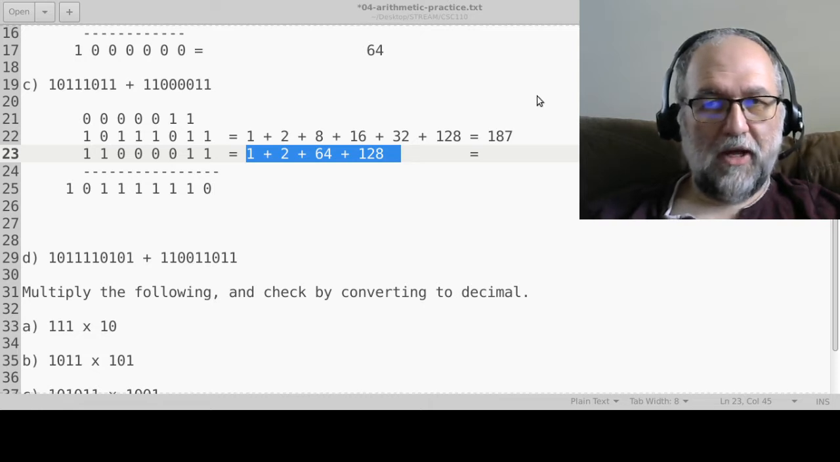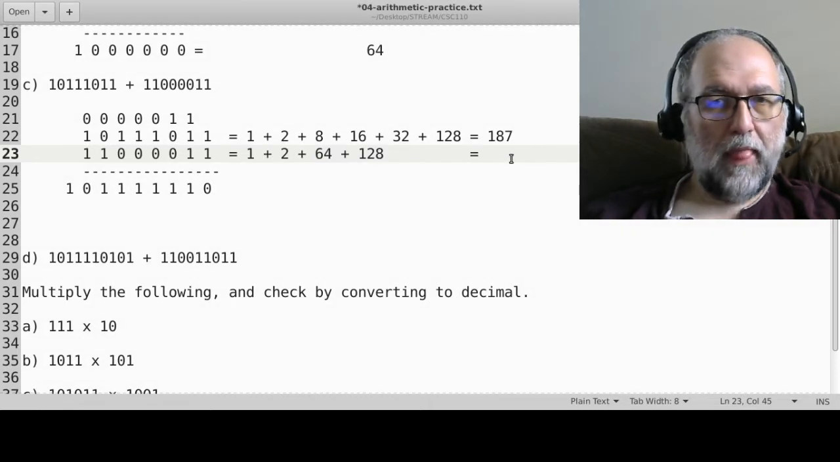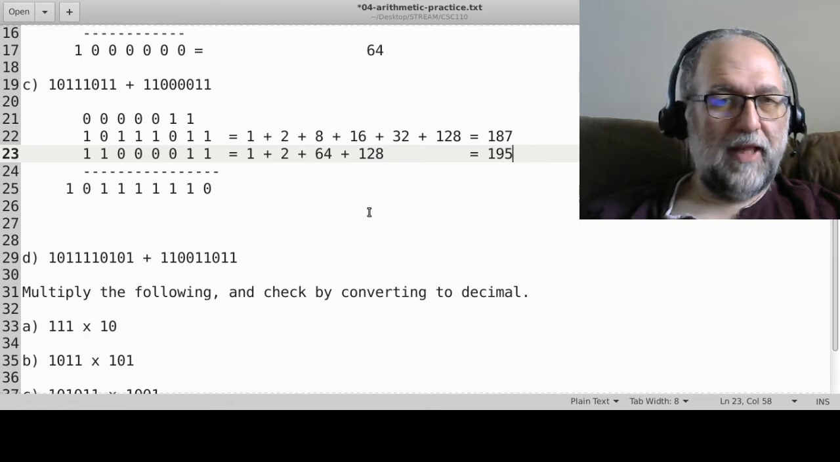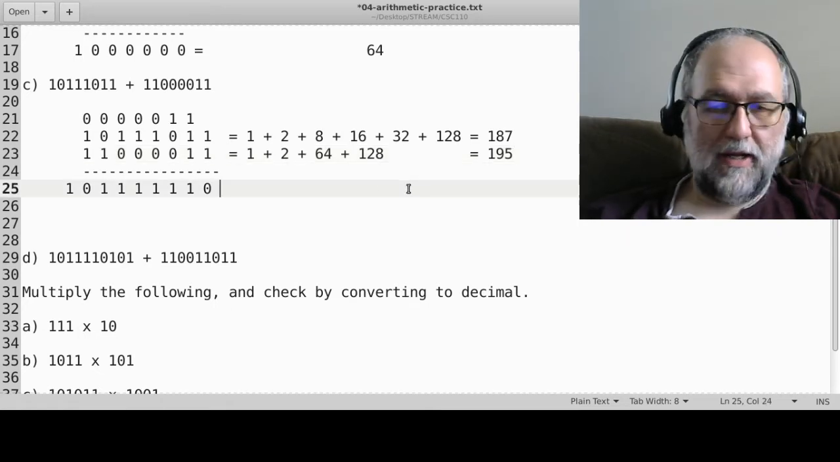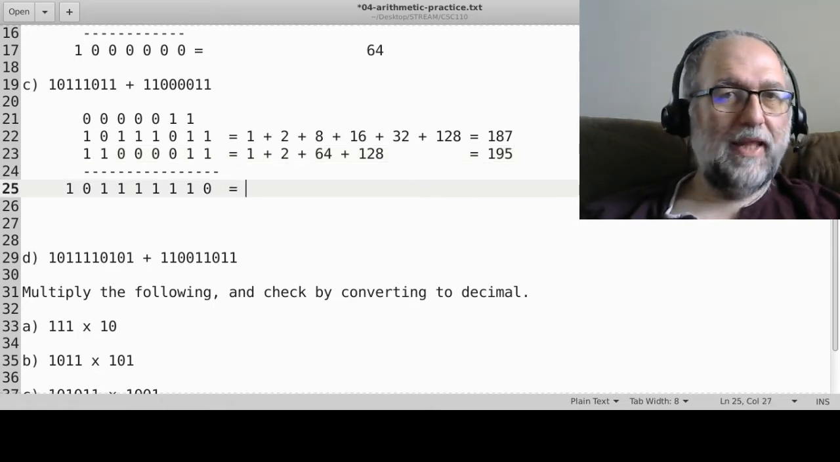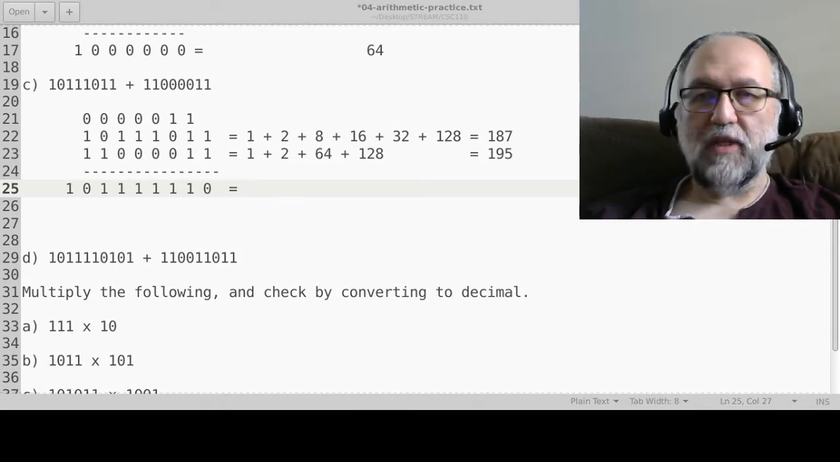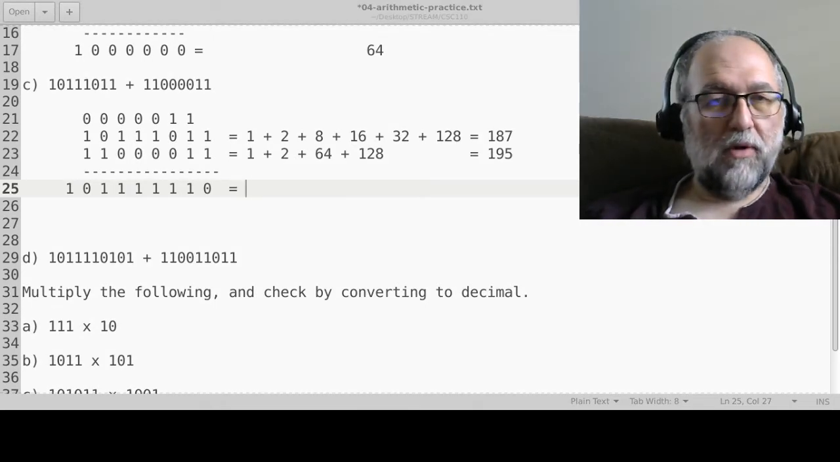So you can't see me using my calculator, but I am. All right, 195 like that. And finally, let's see what the answer is. Let's convert the answer to decimal and see what that works out to.